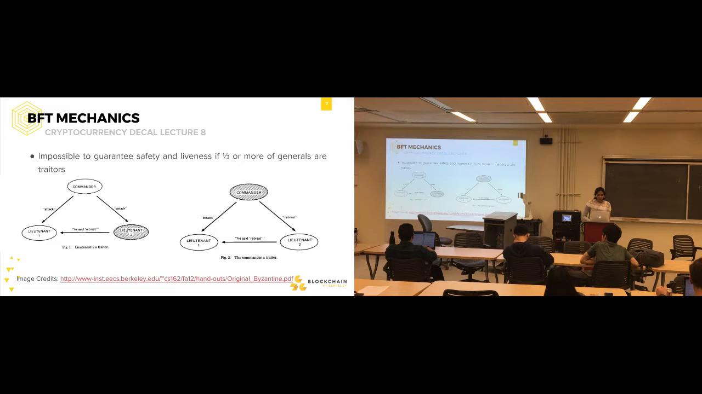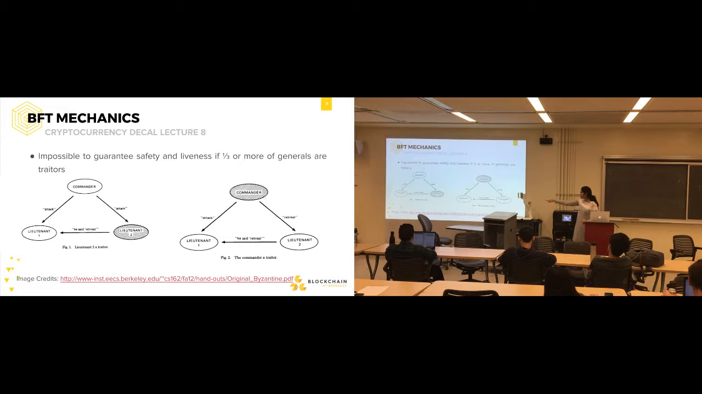So one important property of all these Byzantine fault-tolerant problems is that they cannot guarantee safety and liveness if 1/3 or more of the generals are traitors. So for example, in both these examples, Lieutenant 1 is honest. In example 1, Lieutenant 2 is a traitor, and Lieutenant 1 cannot differentiate between if Lieutenant 2 is lying or passing on the right message from the general.